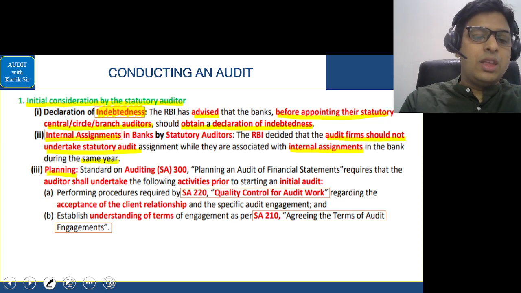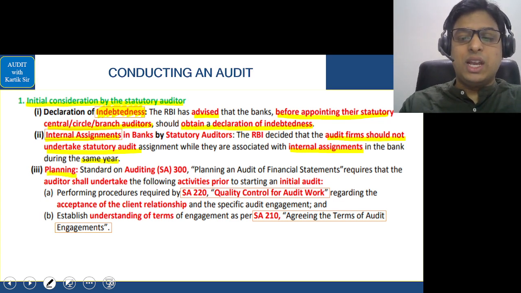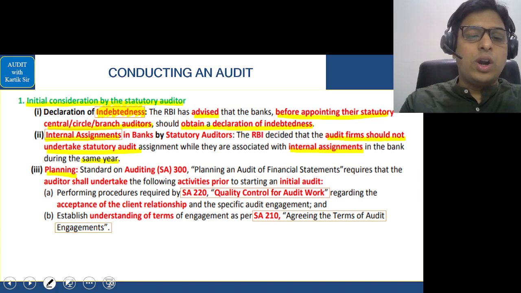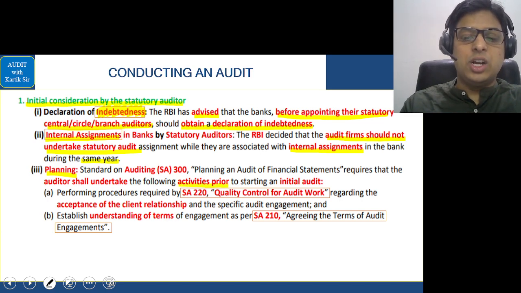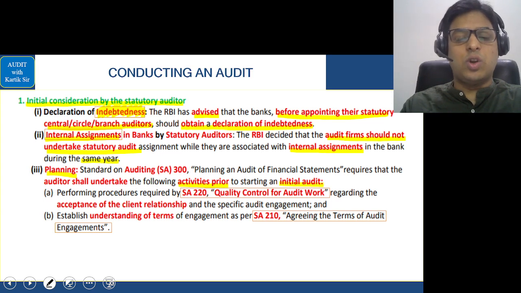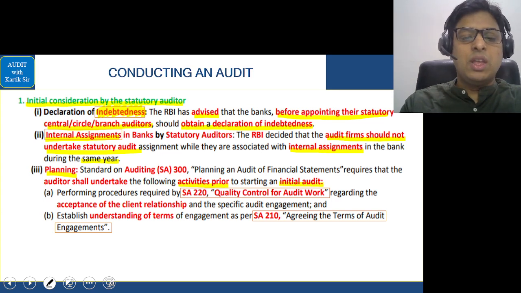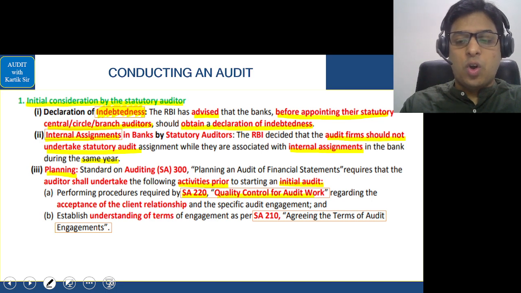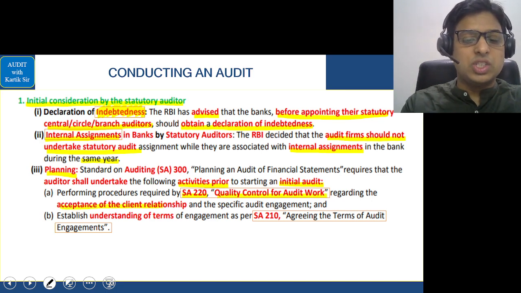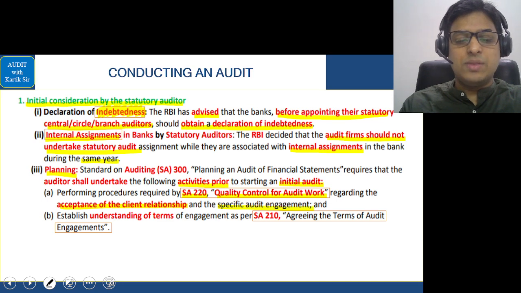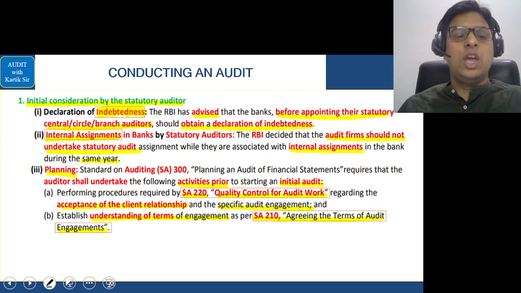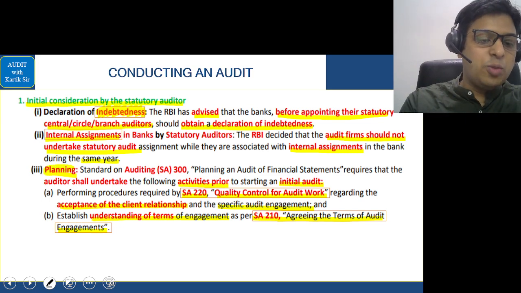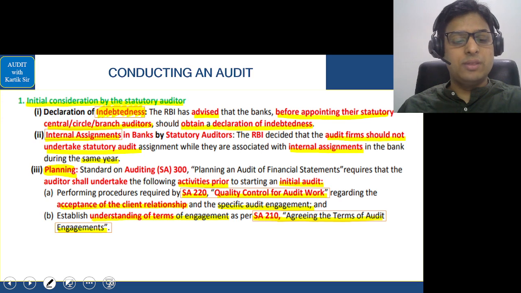Next is planning. Standard on SA 300, that is planning an audit of financial statements, requires that the auditor shall undertake the following activities prior to starting the initial audit. Prior to starting the initial audit, what work have they given? They are given here first. SA 220, that is quality control for audit work regarding the acceptance of the client relationship and specific audit engagements, and establish understanding of terms of engagement as per SA 210, agreeing the terms of the audit engagement. So these are the two things that they've given here, that is 210 and 220. You will plan regarding that. So the main point is in relation to planning. As I told you, plan regarding 220 and 210.